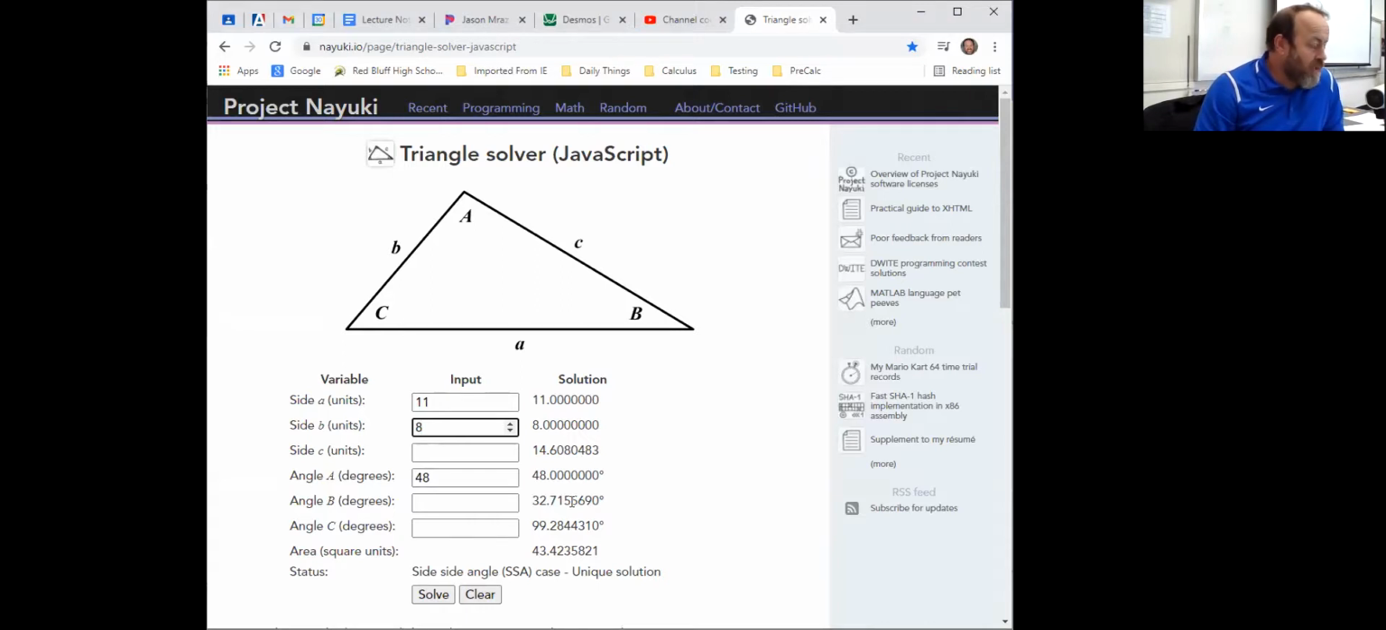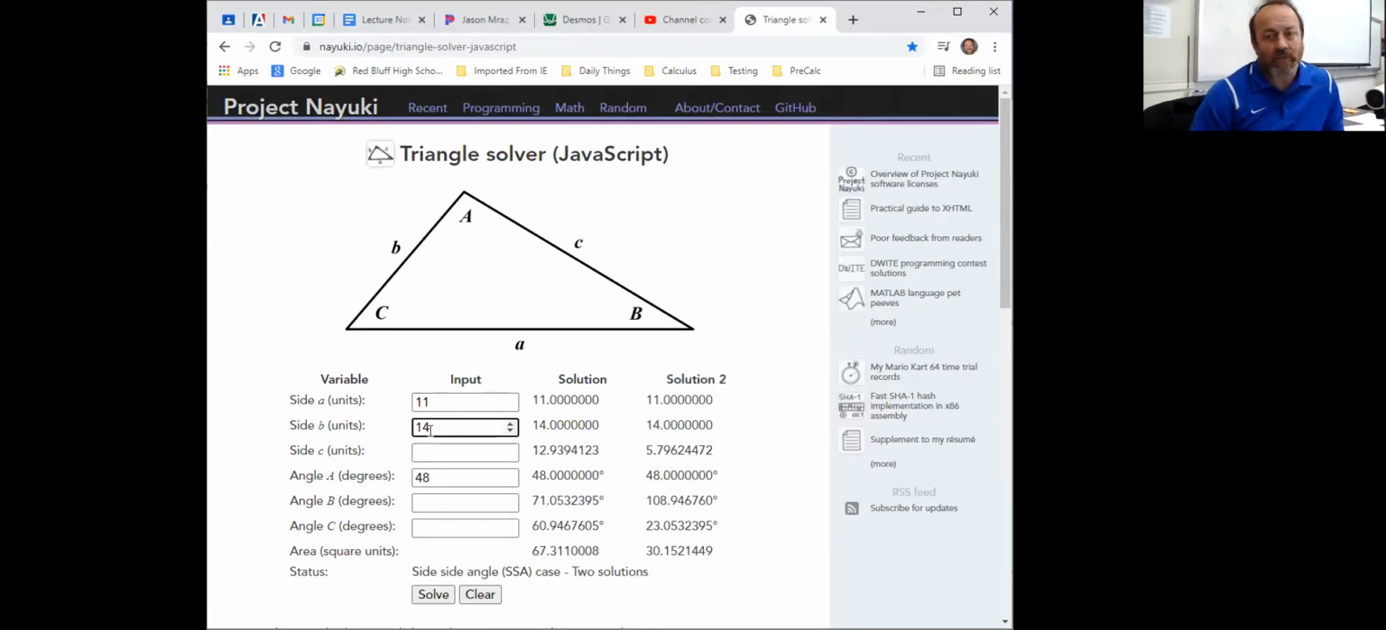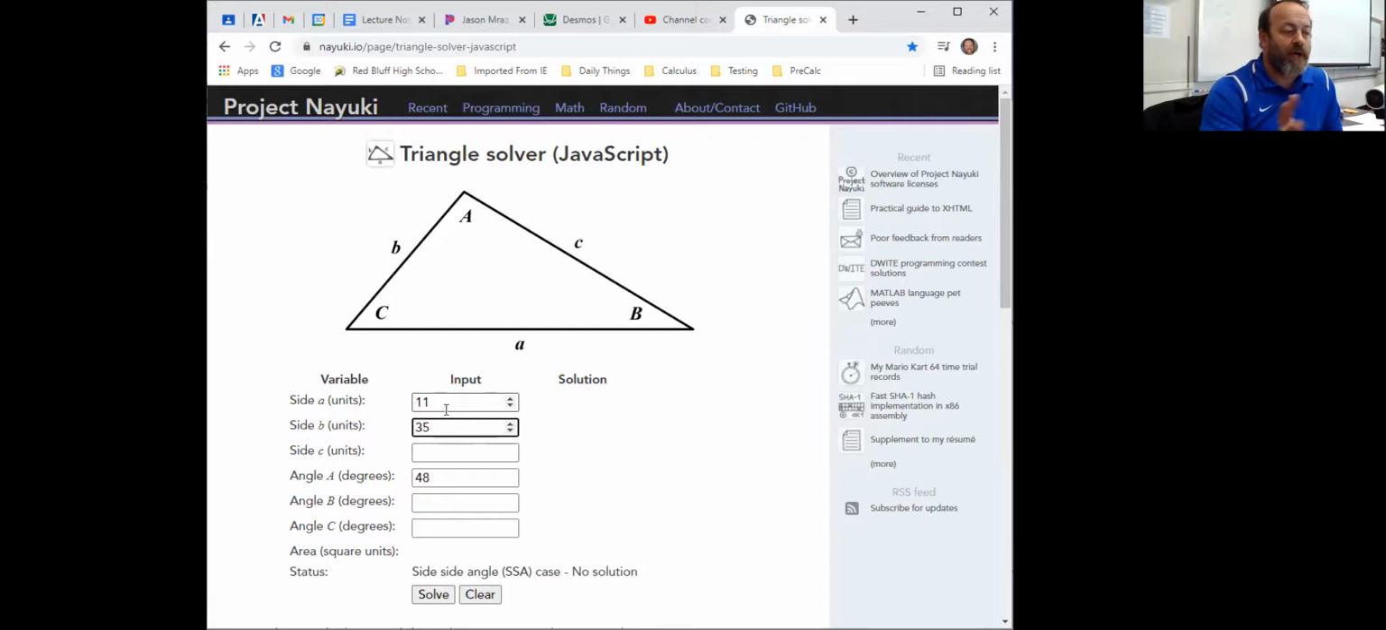But when we changed that missing side from an 8 to a 14, we said there were two triangles. And this software also shows that second case. Notice it says two solutions. And then finally, if I tweak that one last little step and I made this side 35, now it says that there was in fact no solution.